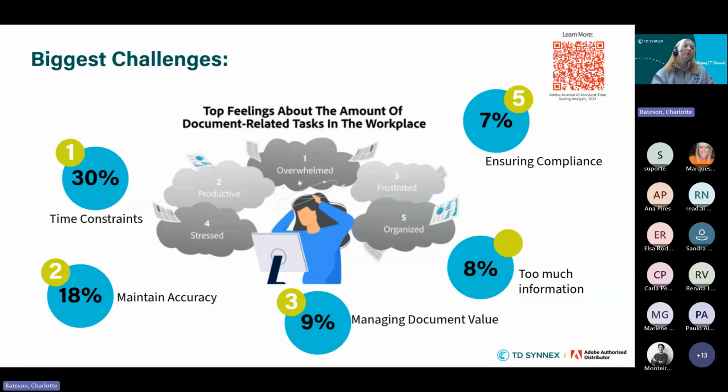Some of the things people are feeling: 30% of people say they're finding time constraints, 18% maintaining accuracy, 9% managing documents, 7% ensuring compliance, and 8% find that they have too much information.